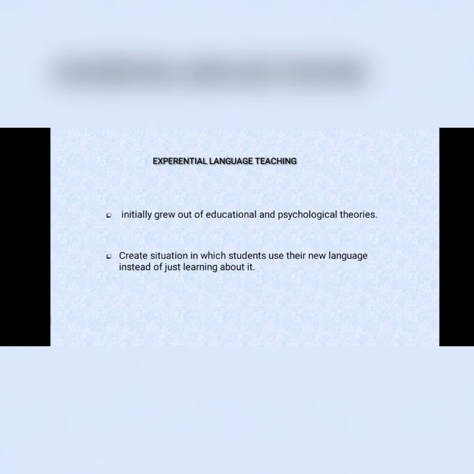We can see in the book of Deborah L. Norlat, English skill level, beginning to advanced, and grade level, elementary to adult. The background of experiential language teaching, or ELT, initially grew out of educational and psychological theories proposing that a subject is learner-based if students are involved in concrete, hands-on experiences with the subject.